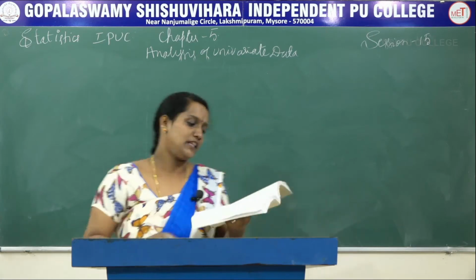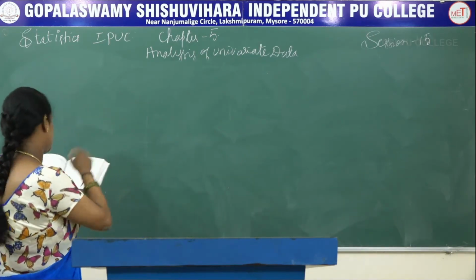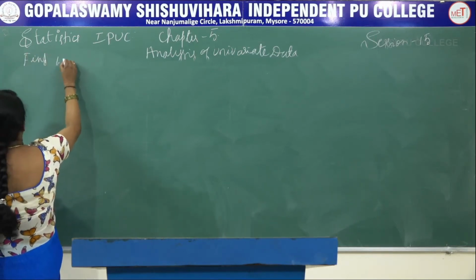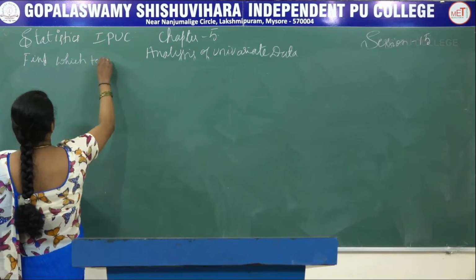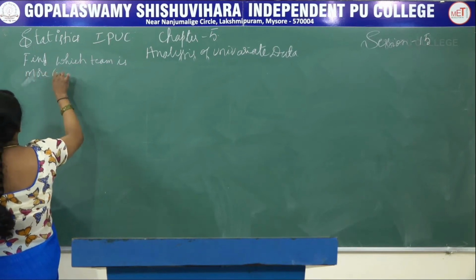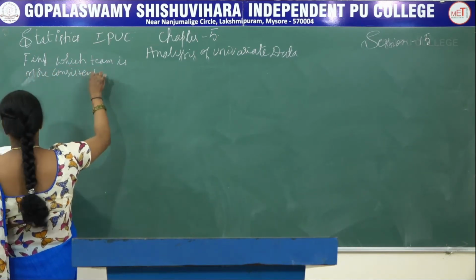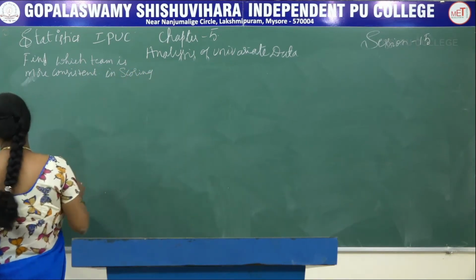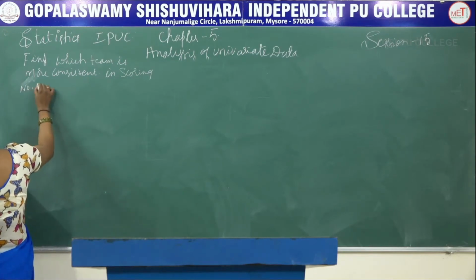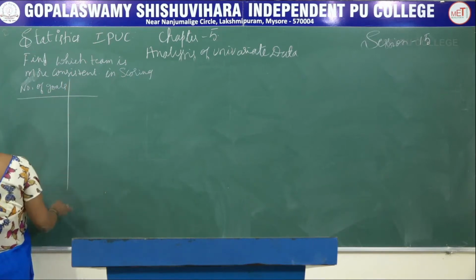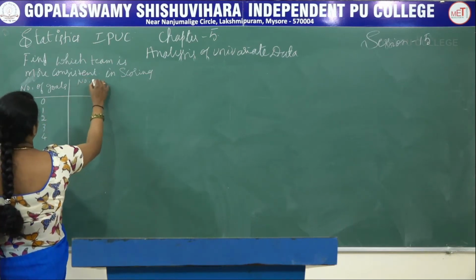Next one, again here we have to find which team is more consistent. Here we are having two football teams. Find which team is more consistent in scoring. Number of goals: 0, 1, 2, 3, 4, and number of matches.